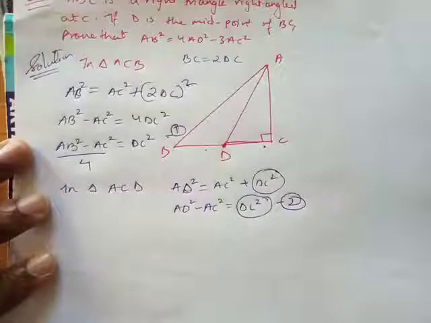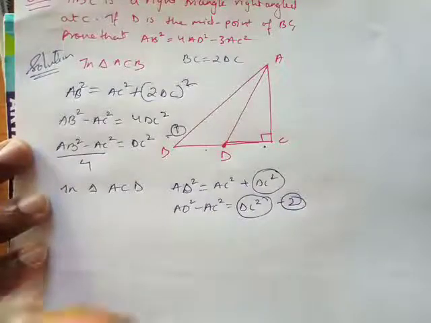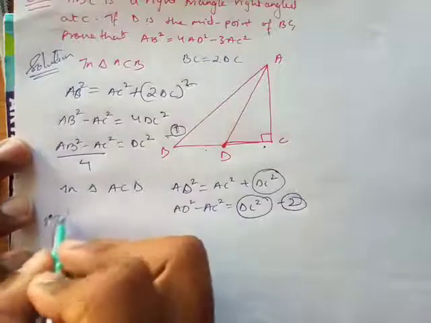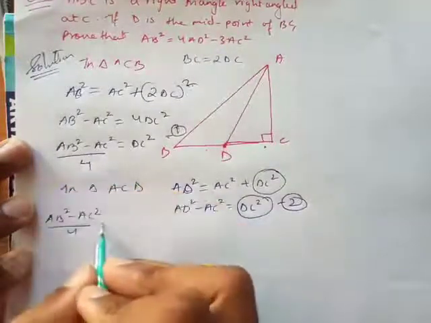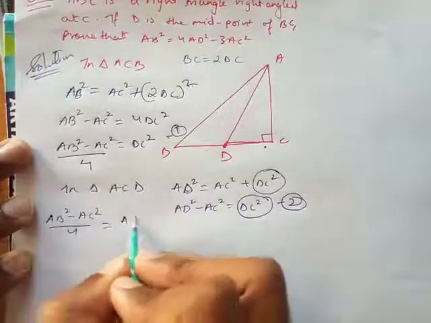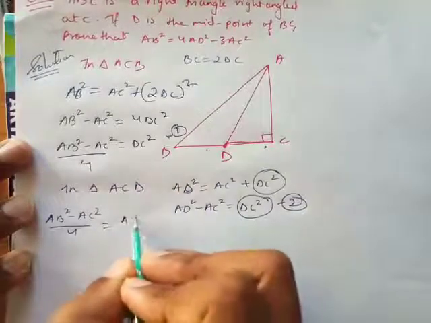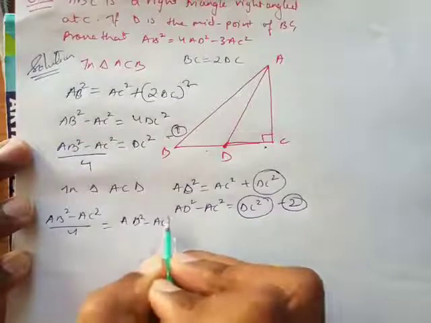I hope you would notice that the right hand sides are equal. So if right hand sides are equal, I'll say AB square minus AC square upon 4. Right hand side, left hand side will be equal. So AD square minus AC square.